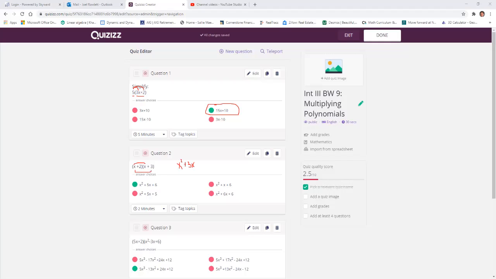Then I'm going to do the inside terms. Positive 2 times x is positive 2x. And finally, the last terms, 2 times 3, that's positive 6. And all I have to do now is just combine like terms, simplify this thing out, and let's see what we have here. That's going to be x squared plus 5x plus 6, and this is our solution here.